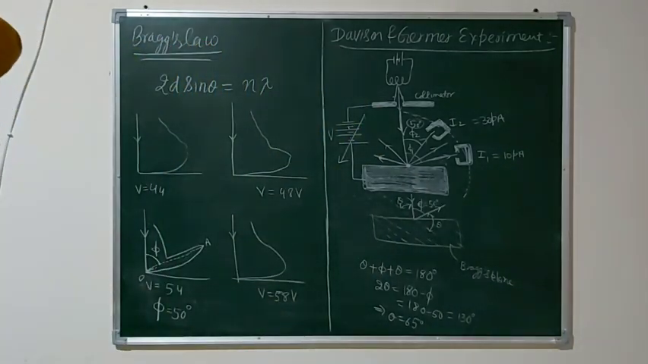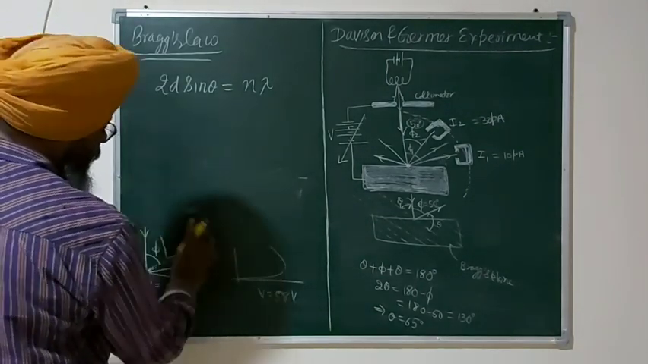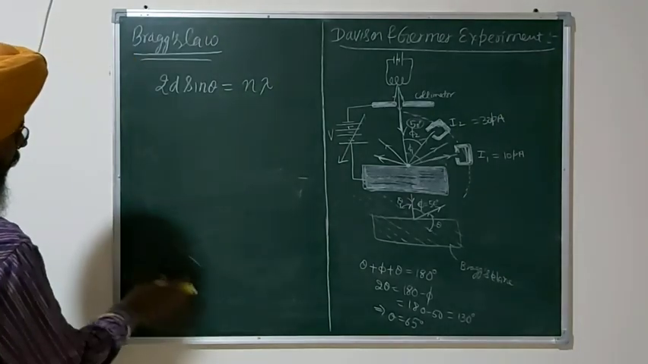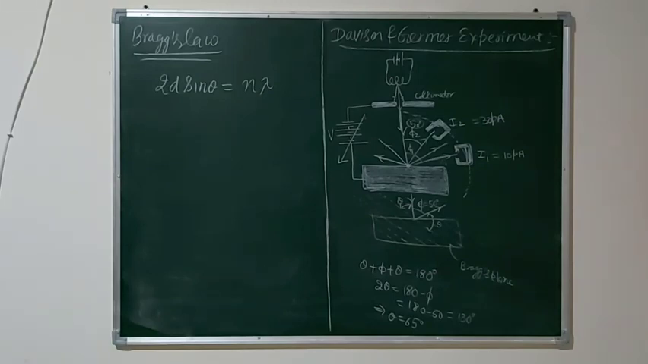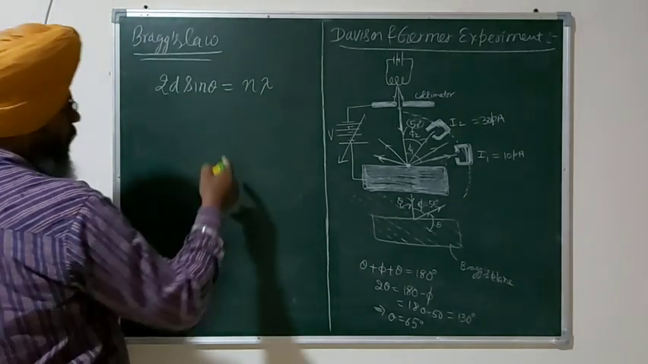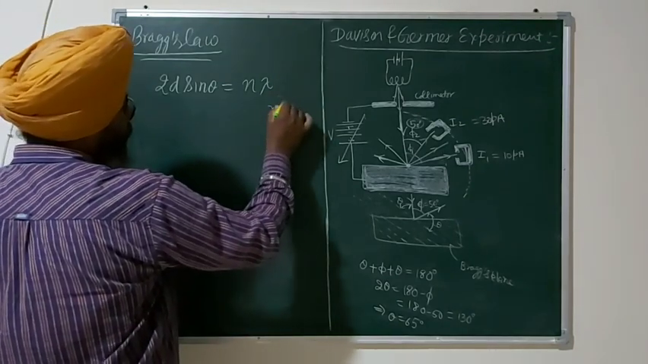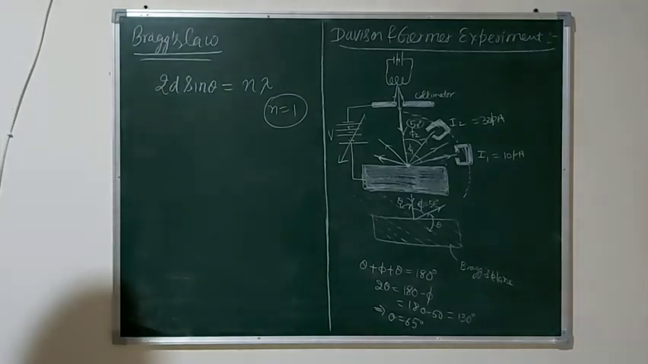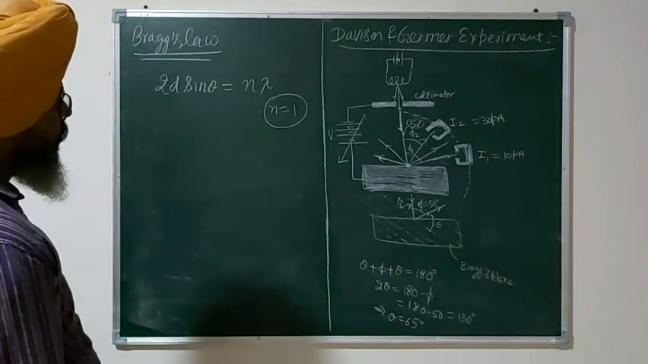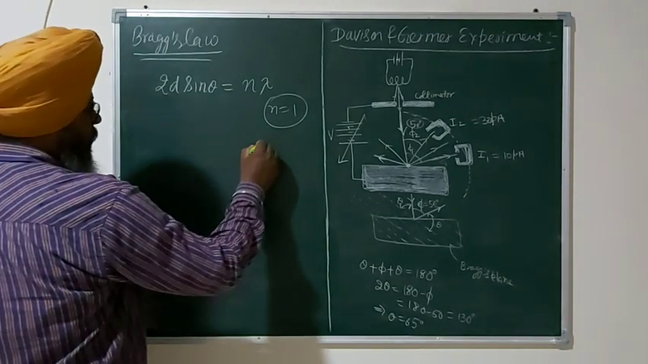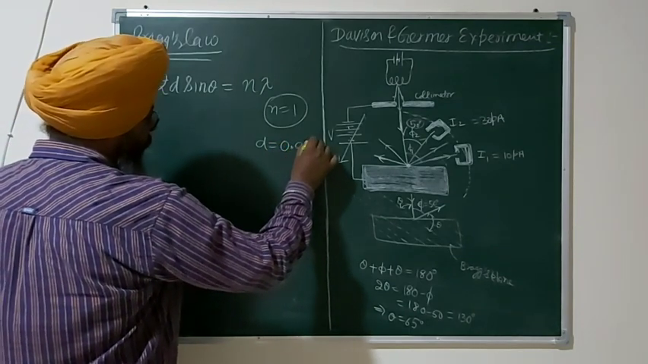Now if I use Bragg's law, then since this is the first peak that we have observed in all these 5 graphs, I can use n is equal to 1. It was the peak at 54 volt and phi equal to 50 degree was the first order diffraction peak, so I can use n is equal to 1. And d, the lattice spacing, we have to remember, was 0.91 angstrom.